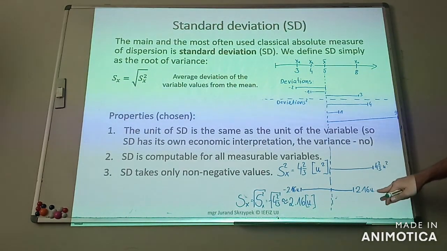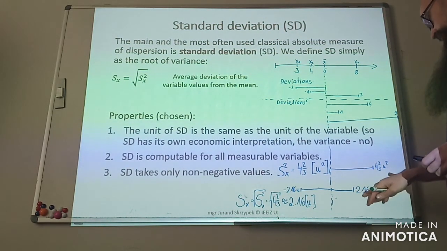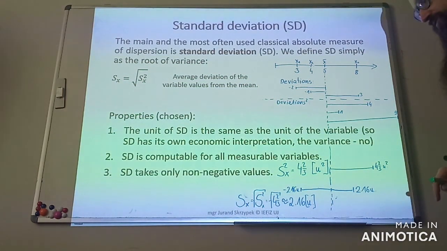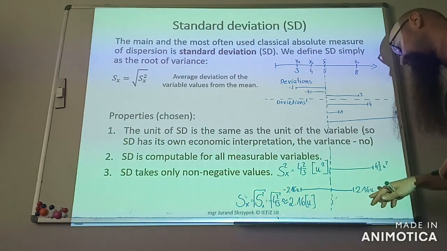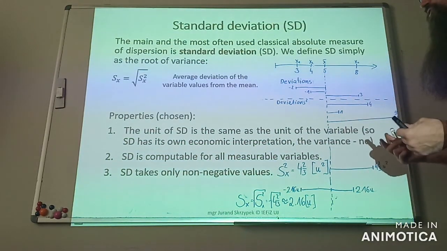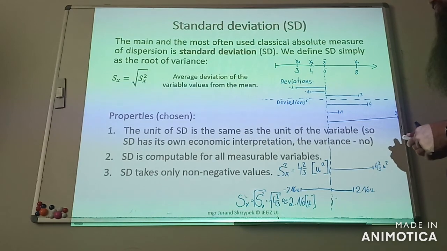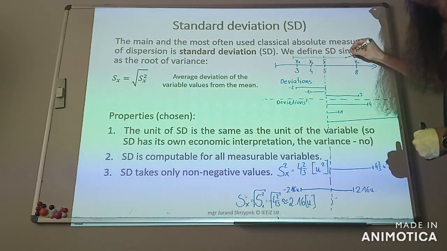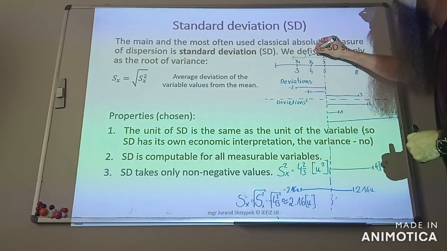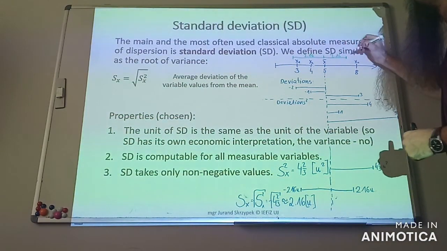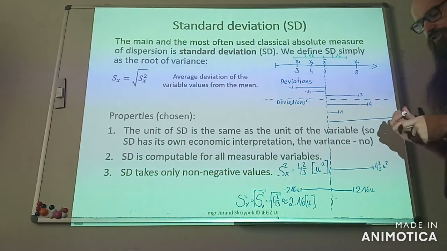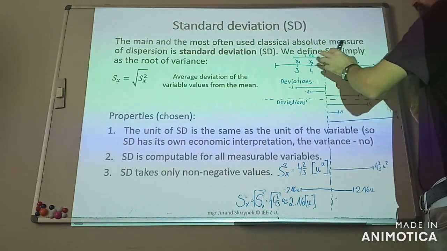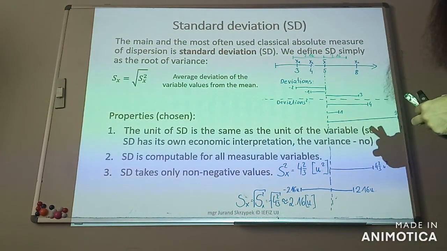And we receive 2.16 units, not squared, as you can see. 2.16 is the average deviation of the variable values from the mean. Here we have the value plus minus 2.16. This is the average distance between the variable values and the mean.